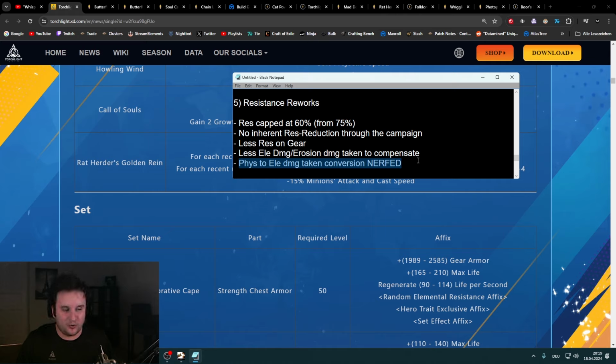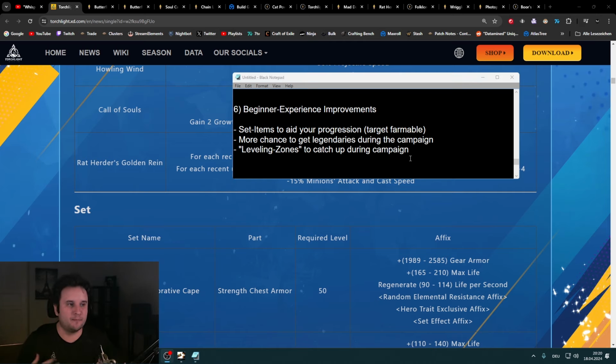So they did also compensate for that across the board. You now get more of this stat, but depending on your armor, it might not actually be a downside. Another thing they added is sort of a better beginner experience. So the first thing they did was set items.